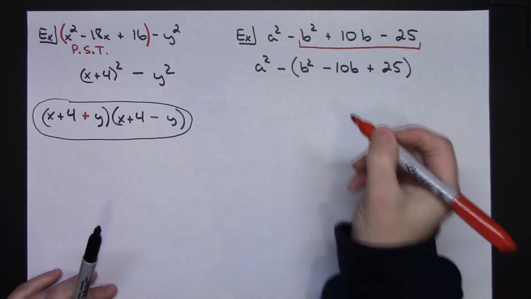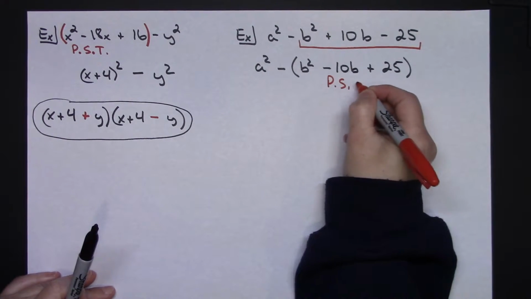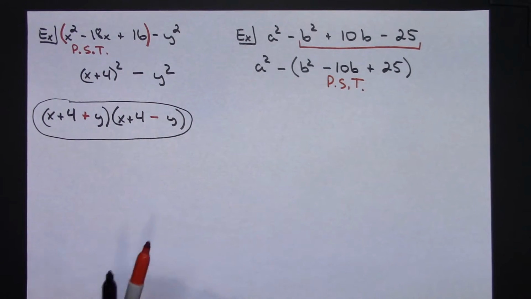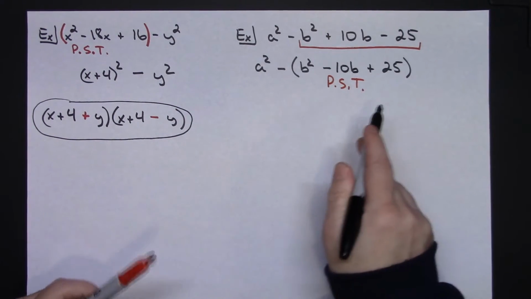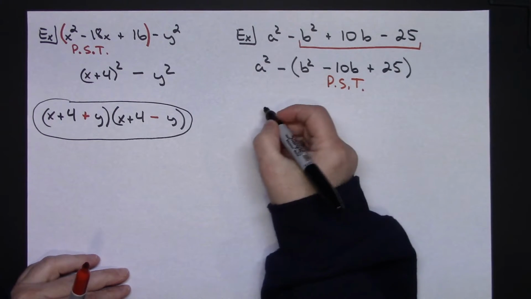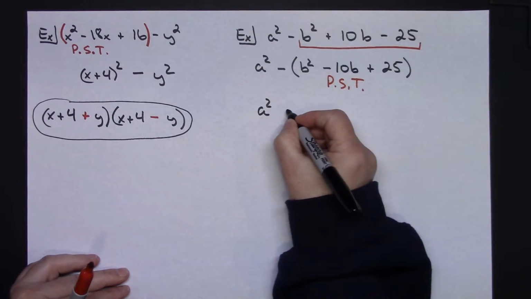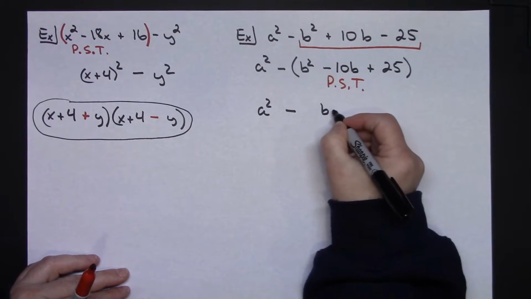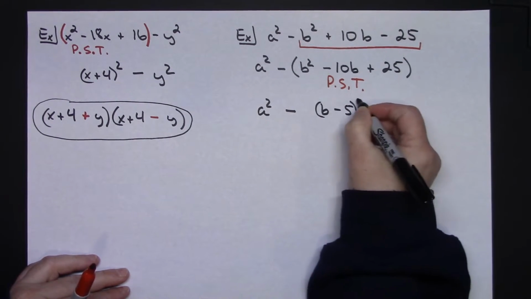Now you have a perfect square trinomial. So I kind of had to force it over here. Over here it was already set up. This time I had to force it to occur. But now I've got two perfect squares. If I go ahead and write that extra line in here, I'm going to see I've got an a squared minus, writing this in factored form, b minus 5 quantity squared.